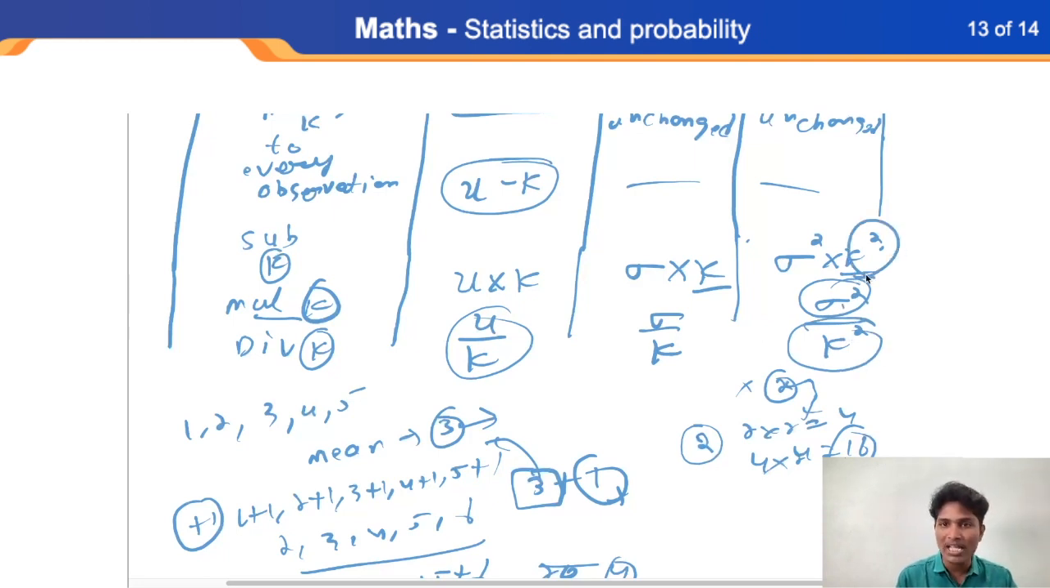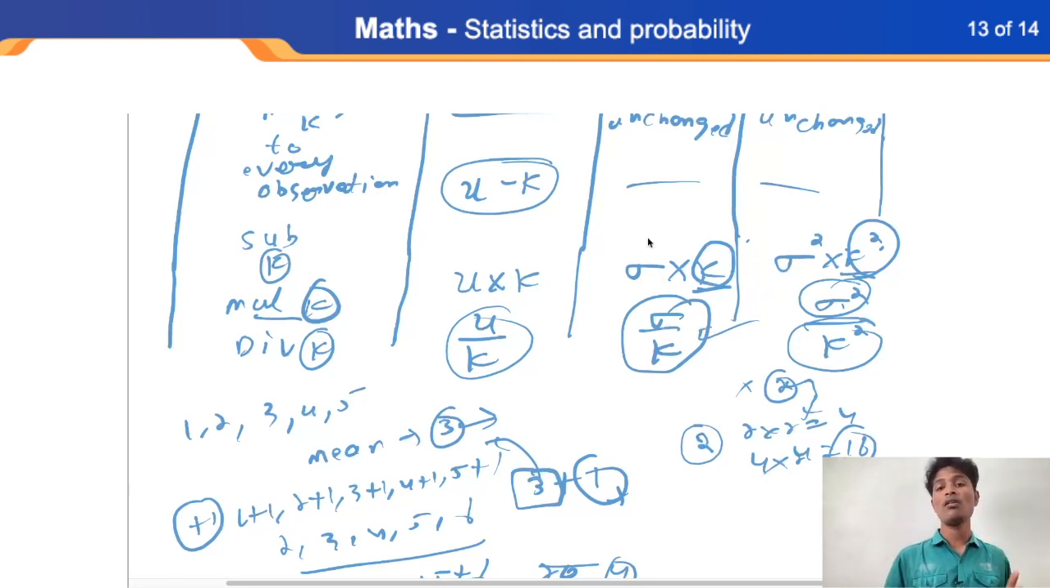Here we have to multiply with k square, here we have to multiply with k square, here we have to divide with k square, here we have to multiply by k. So when every observation is multiplied by k, the deviation changes to sigma into k, and the variance changes to sigma square into k square.